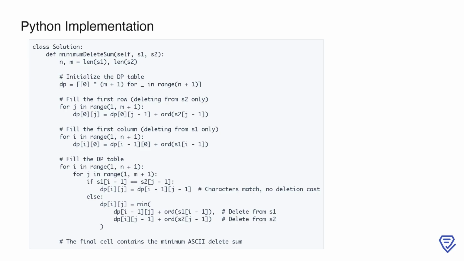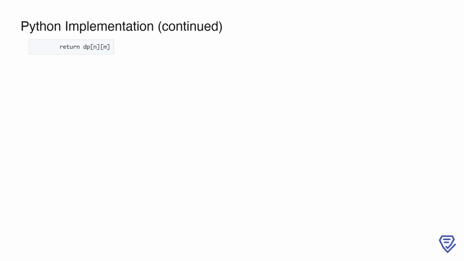For each cell in the table, we compare the characters of s1 and s2. If the characters match, no deletion is needed, so we copy the value from the diagonal cell. Otherwise, we calculate the minimum cost by either deleting a character from s1 or s2, and we update the cell accordingly. Finally, after filling the entire table, the result is stored in the bottom right cell, dp[n][m]. This cell contains the minimum ASCII delete sum required to make the two input strings equal. We return this value as the output of the function.